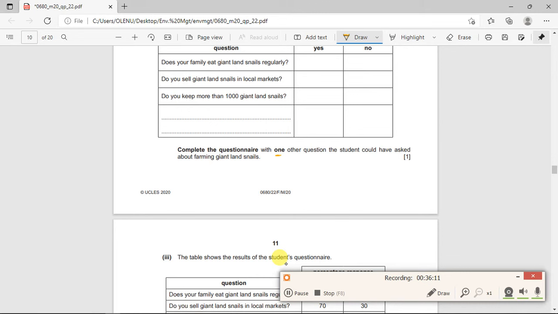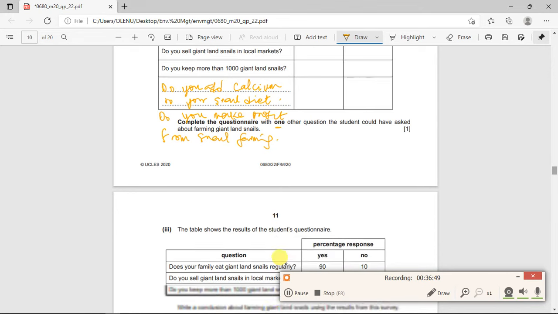Now, another question they could ask is, based on what we've been looking at, do you add calcium to your snail diet? You can add that. Another one you can add: do you make profit from snail farming? That will give you the second mark.